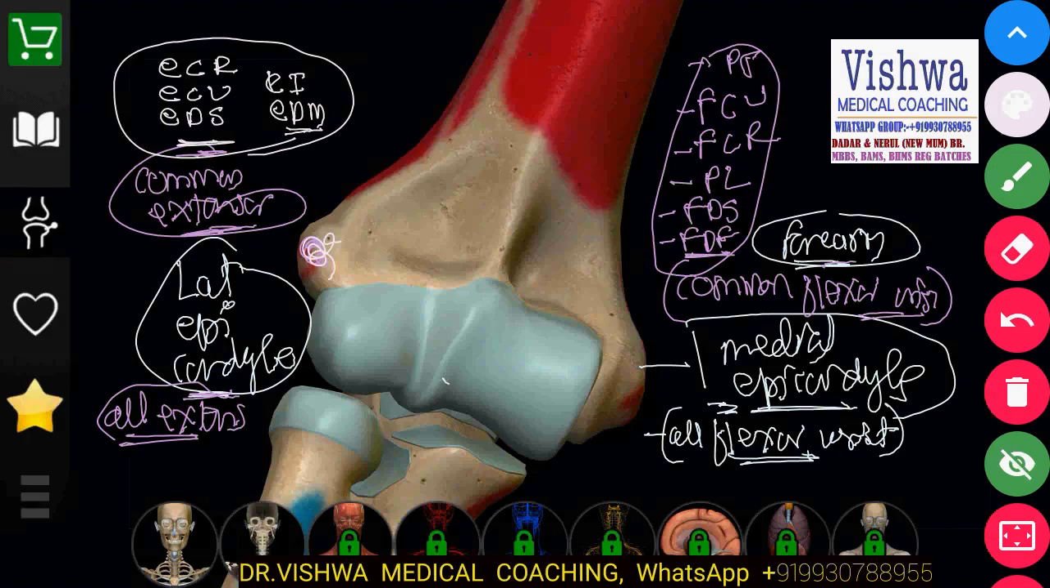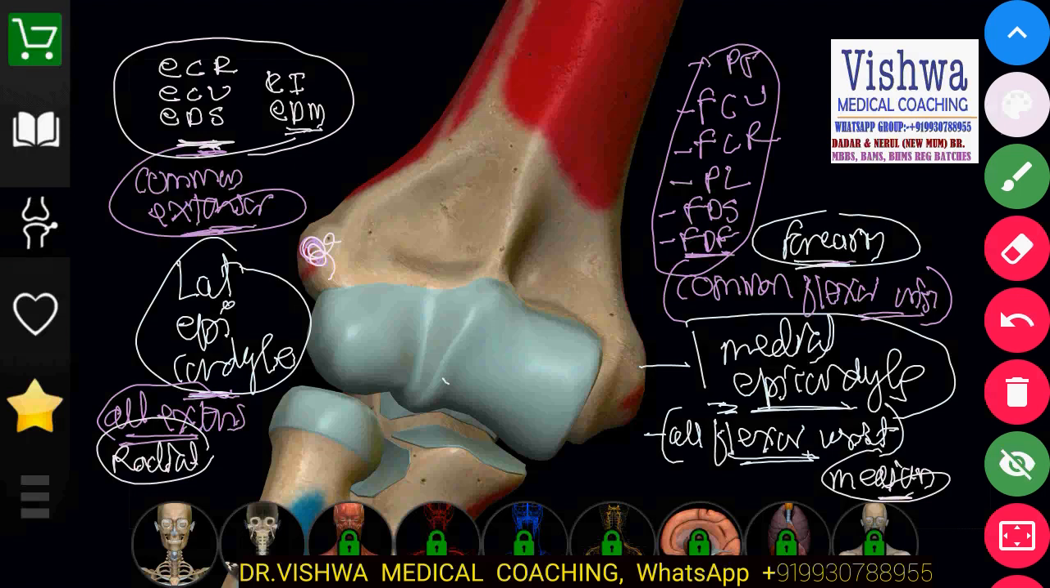And let me tell you one more piece of common sense. The nerve supply of all common flexors is the median nerve. There is no need to remember them separately. And the nerve supply of all extensors is the radial nerve. So if you relate, compare and understand like this, then it becomes very easy to write during the exams also.